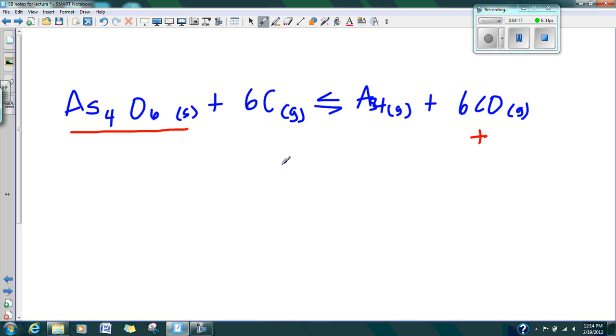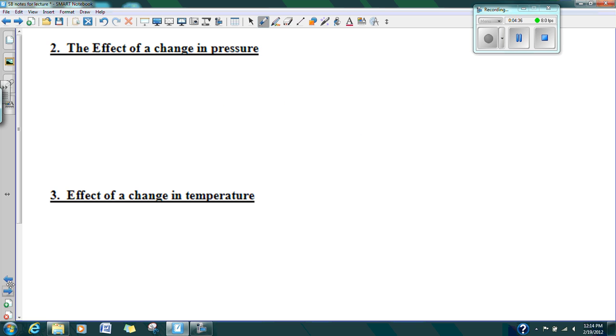And then part C says removal of gaseous arsenic down here. If I'm going to remove this, this is going to be decreasing. My shift is going to continue to go to the right so that I can increase this yield to get back to equilibrium. So that's the first thing in Le Chatelier's principle. Then the second thing in Le Chatelier's principle talks about the effect of change in pressure.